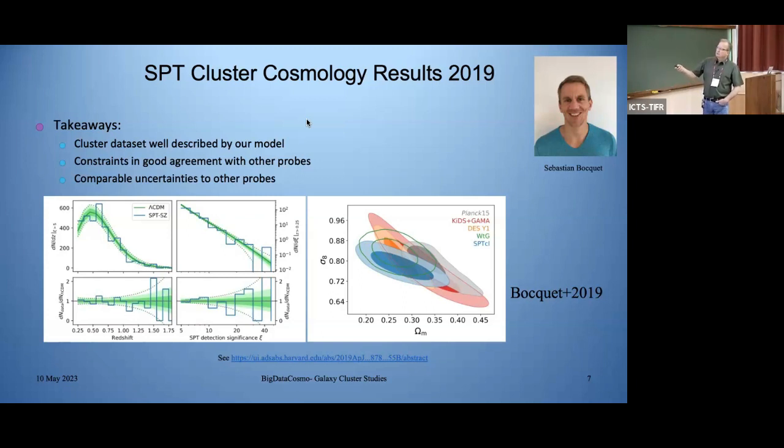And here's an older work from Weighing the Giants, Adam Mantz and friends. You can see, I guess the basic takeaway is that the cluster analysis cast in the way that I've just described provides constraints that are consistent with other probes, including cosmic shear and primary CMB, and that the constraints are comparably tight. Okay, so this is encouraging.